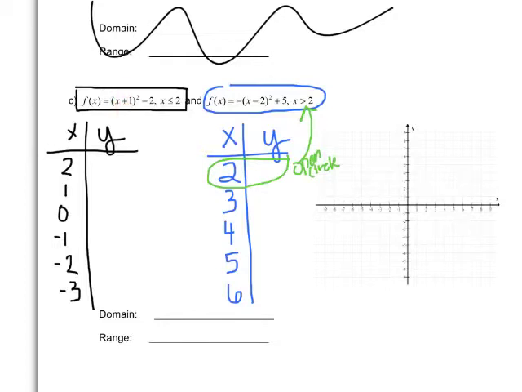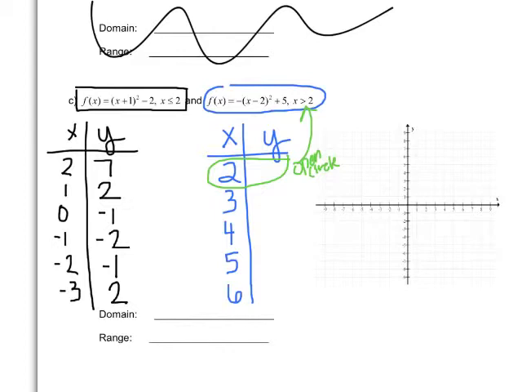2 plus 1 squared is 3. 3 squared is 9. Minus 2 is 7. 1 plus 1 is 2. Squared is 4. Minus 2 is 2. 1 squared is 1. Minus 2 is negative 1. 0, negative 2. Negative 2 plus 1 is negative 1. Squared is positive 1. Negative 1. 4 is 2. Okay.